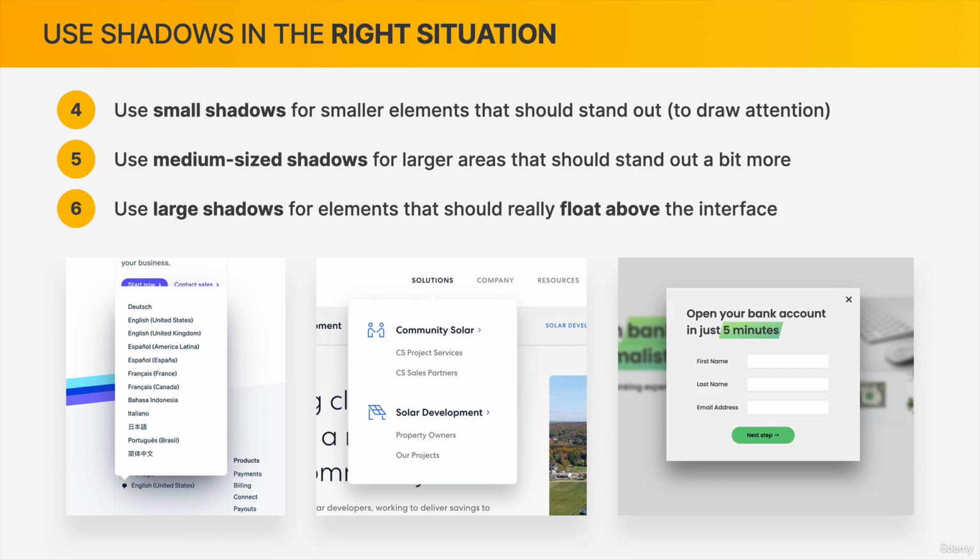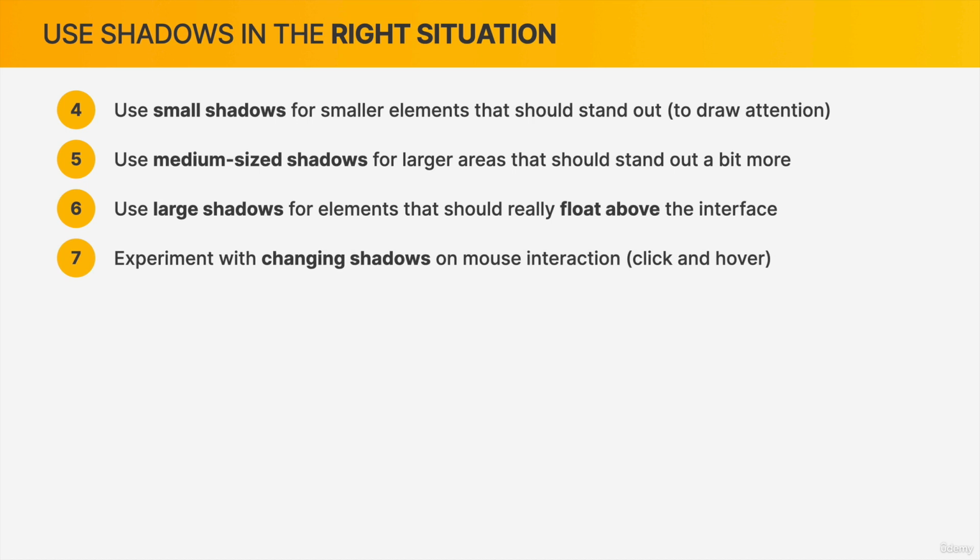All right, so those are the three different types of shadows that we can use in different situations. However, we can also try experimenting with changing these types of shadows in different situations.